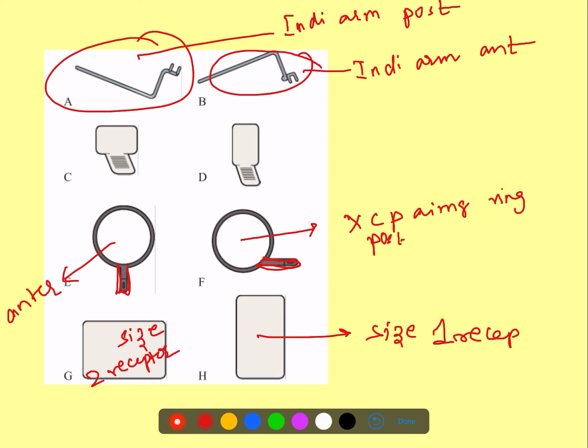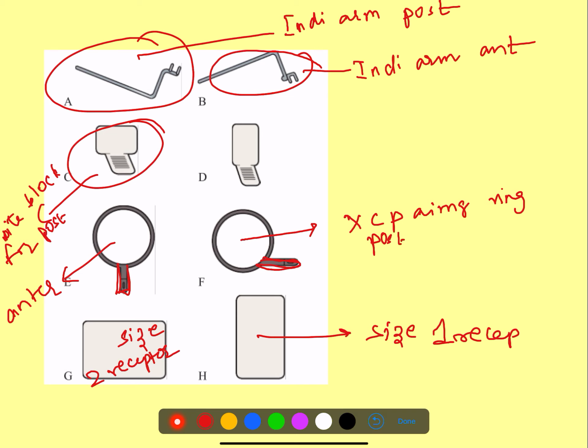and this is a bite block for posterior, and this is a bite block for anterior. Remember the pictures, and you can easily remember with these handles. For posterior it is vertical, for anterior it is horizontal. Okay.